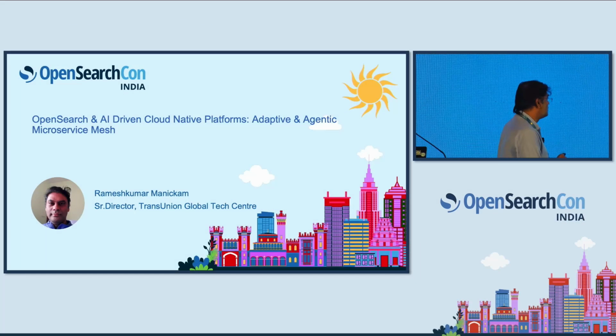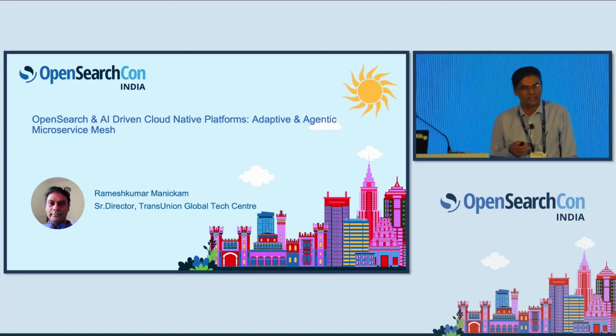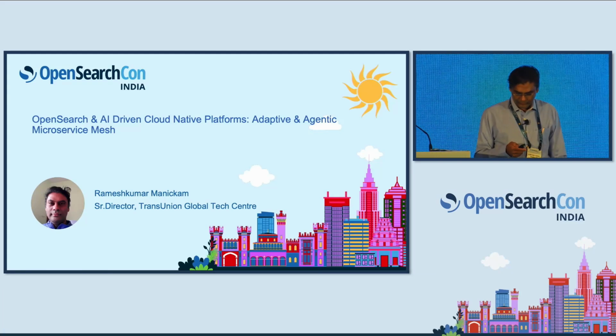Today I'll be talking about how TransUnion leverages OpenSearch to deliver AI-driven cloud-native services, and how we have adopted an agentic microservice mesh to deliver various of our products.